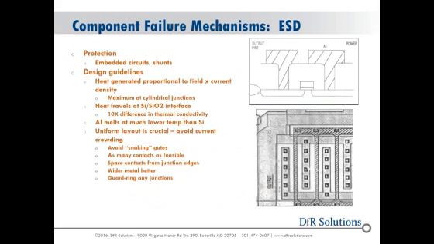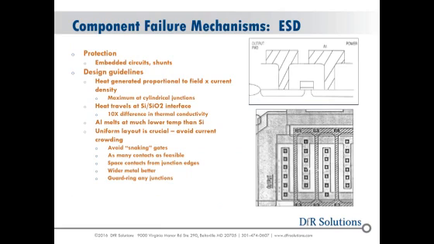So, things that you can look at from a design guidelines perspective, things to be careful about. You have to look at how heat travels, for example, with silicon and silicon dioxide. There's about a 10x difference in thermal conductivity between those materials. Aluminum melts at a much lower temperature than silicon. You need to be aware of that.